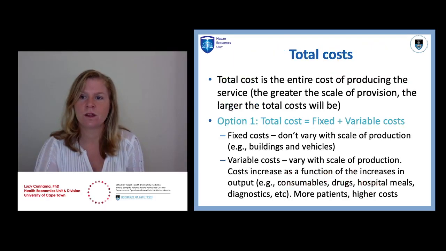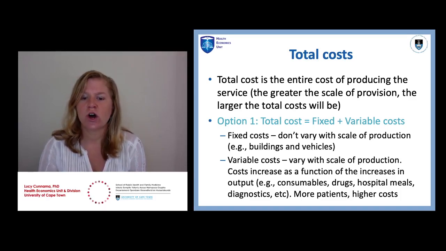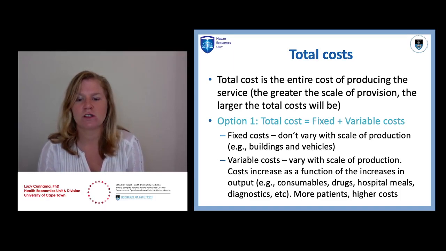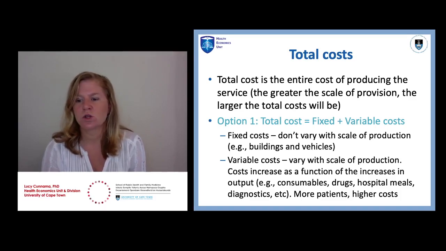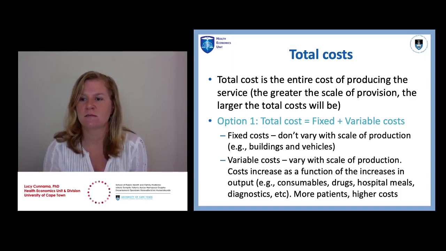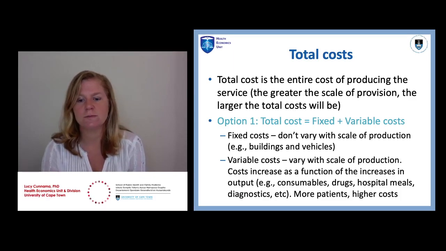In terms of total costs, one way to calculate total costs is to add both fixed and variable costs. So total cost being the entire cost of producing the service. If we think about fixed costs, these are the costs of renting a clinic building, which we can see would not vary regardless of whether 3,000 or 30,000 women attend, for instance, maternal services.